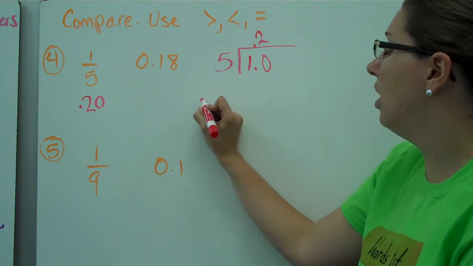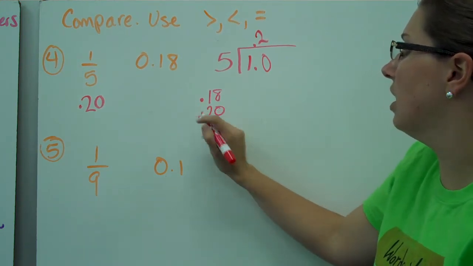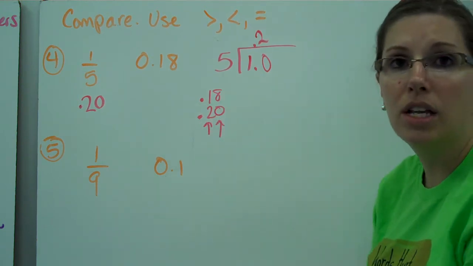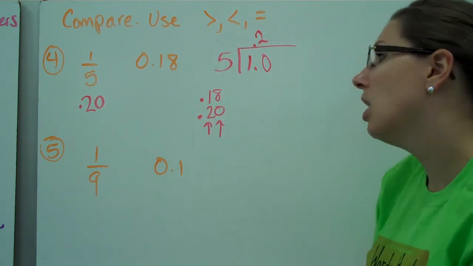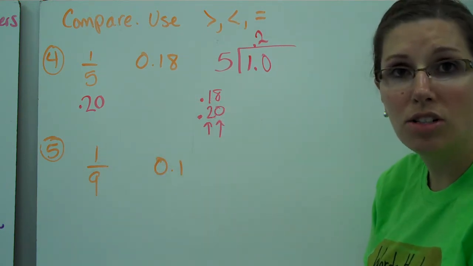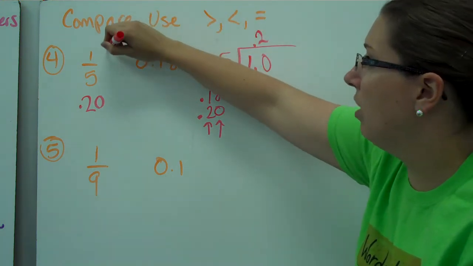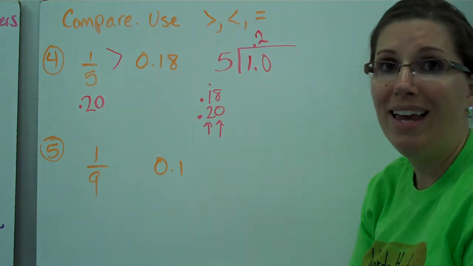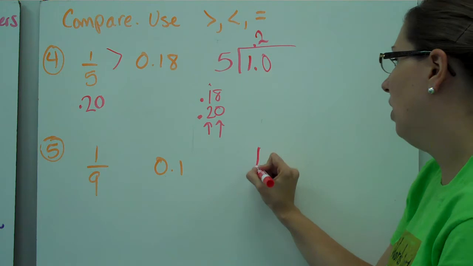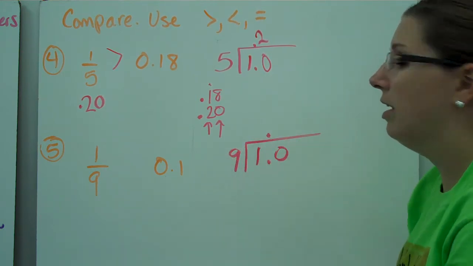You can also stack your decimals to see which one, looking at the place values, is going to be greater or smaller. And when we do that, we notice the 2 in the tenths place is larger than the 1 in the 1/10 place over here. So my 1/5 is going to be larger than my 1800ths. And number 5, 1/9, also known as 1 divided by 9.